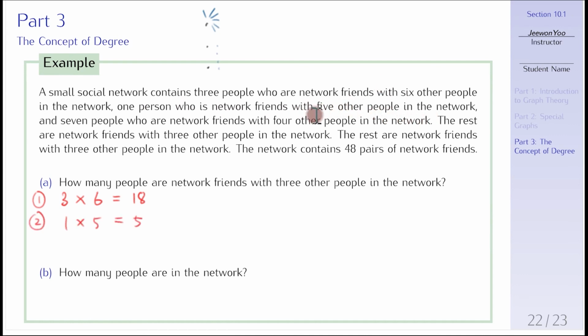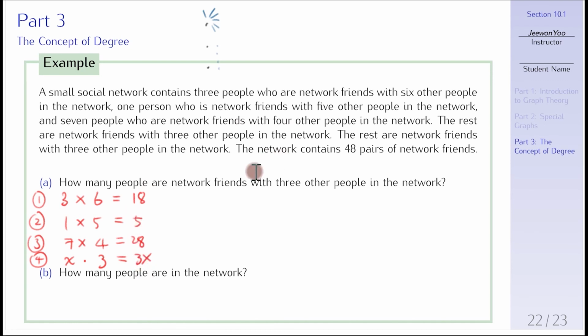Next, 7 people are network friends with 4 others. The rest, I don't know how many people we have, the rest are friends with 3 other people in the network. So should we say the unknown number of the rest of the people to be x? So we have 3x over here. This doesn't tell us the total degree of G yet because of the unknown variable x.